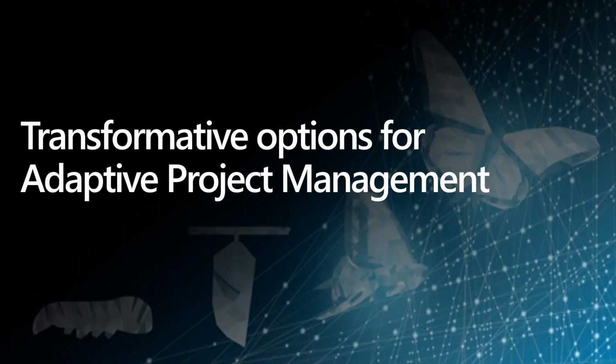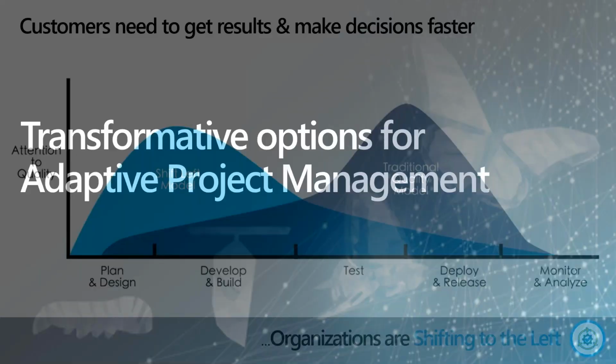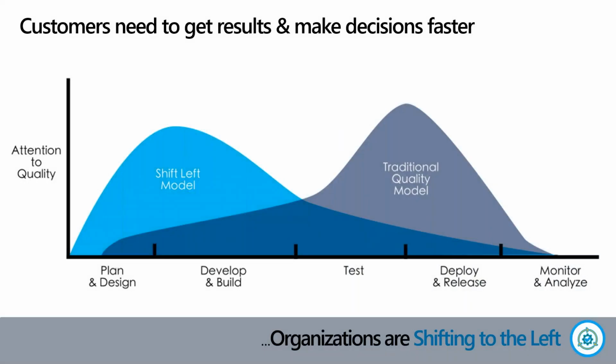And if we layer in now in this modern age, we're transforming, and there's transformative options for resource management that can accommodate or factor in this new adaptive project management approach that we see more and more organizations dealing with today on a regular basis. And the drivers for that is organizations are shifting to the left, as we call it, and that left is moving to more iterative, agile approaches so that we can actually get results and make decisions faster and deliver things more incrementally.